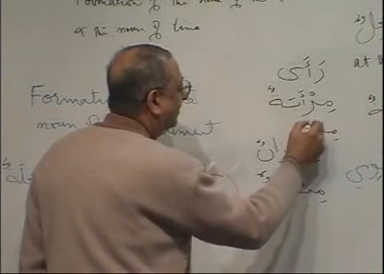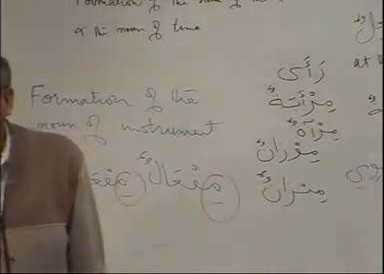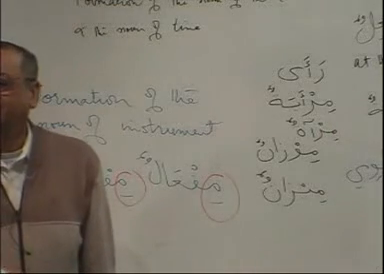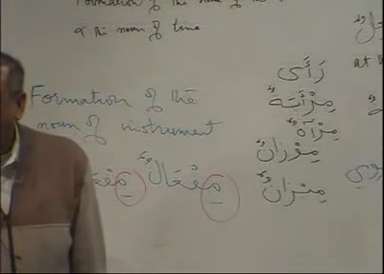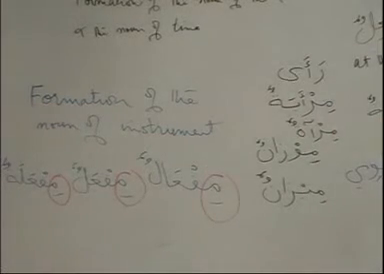So it became mir'atun. What is the meaning of mir'atun? Instrument of seeing. Interesting, brothers and sisters? The root is still ra'a, to see.